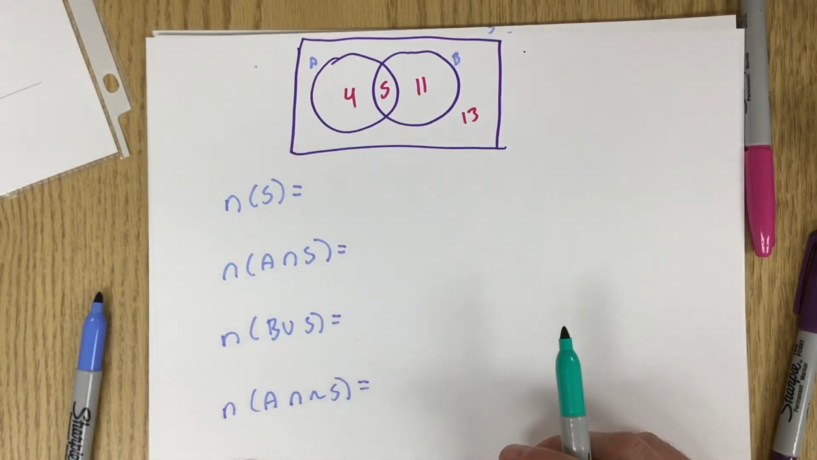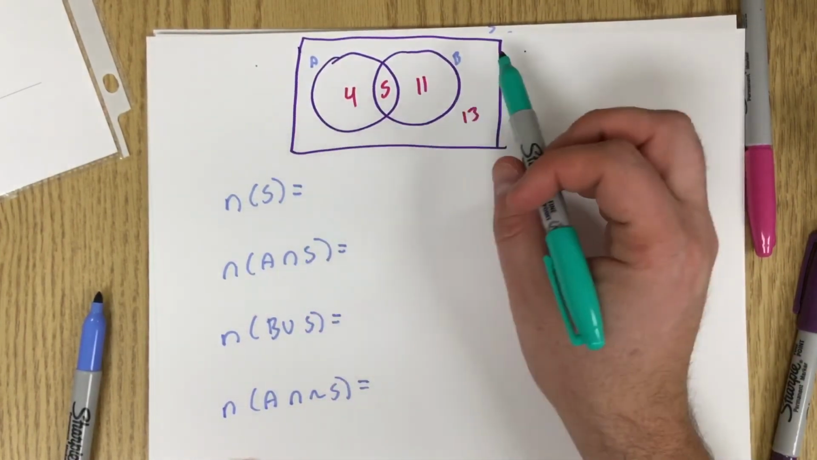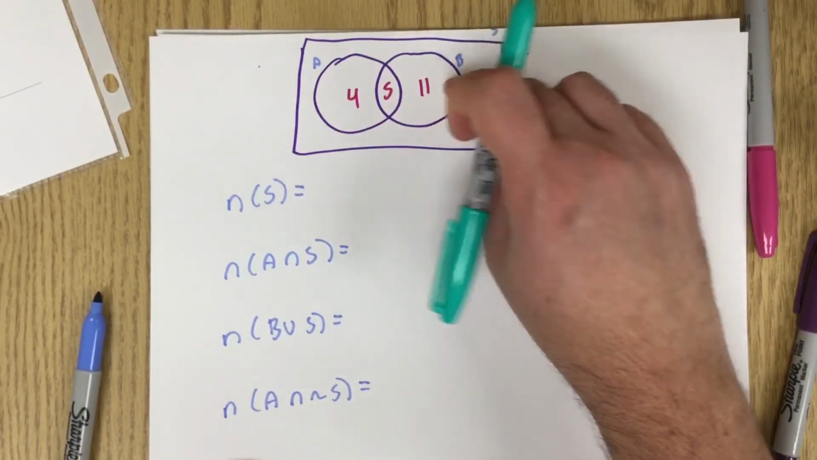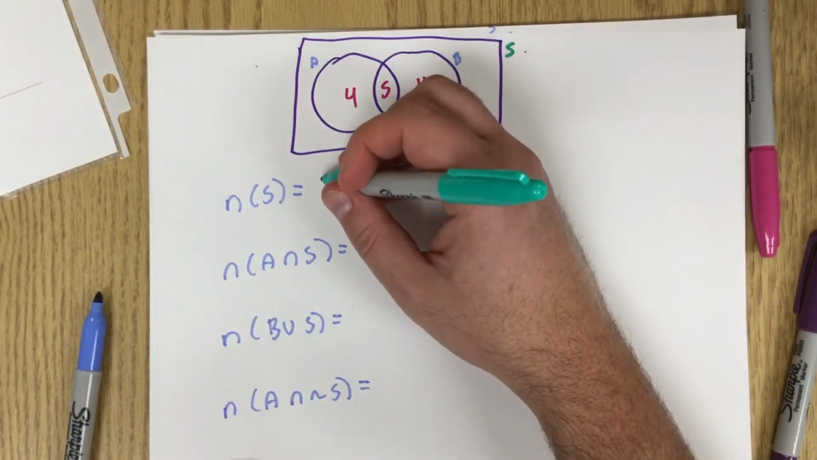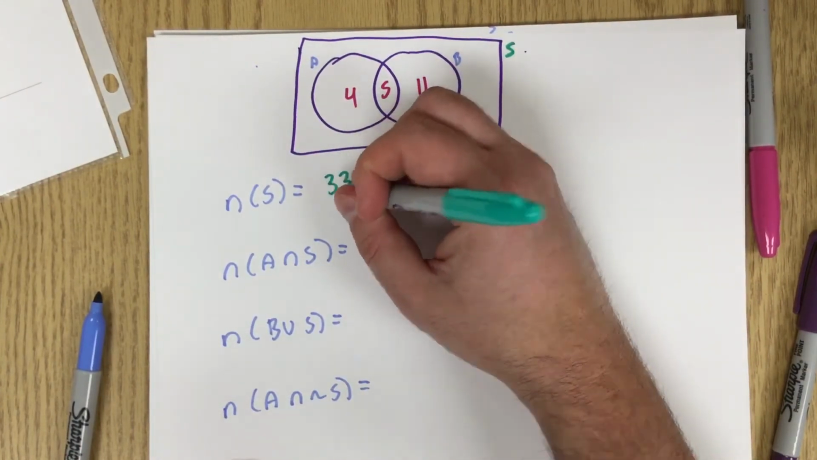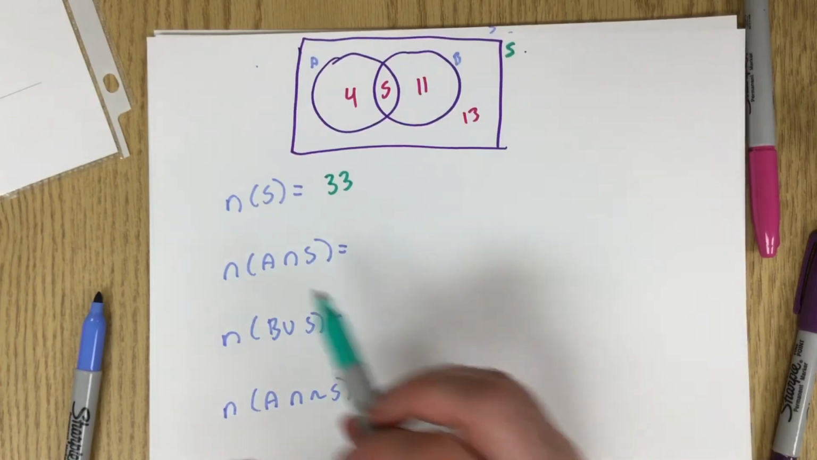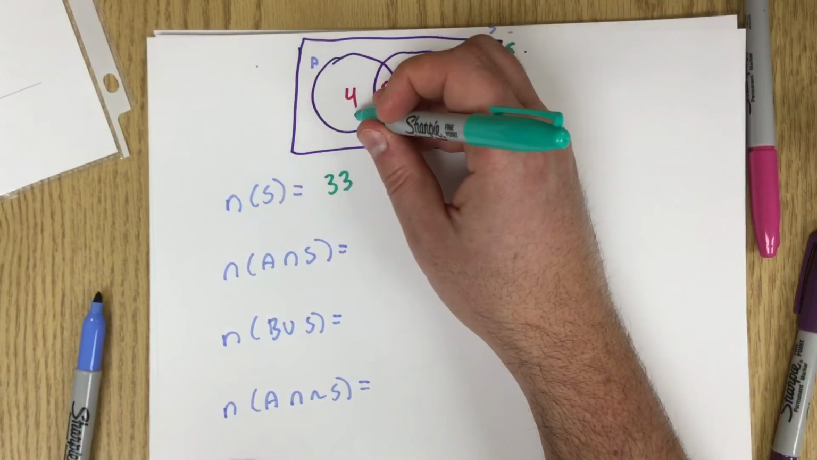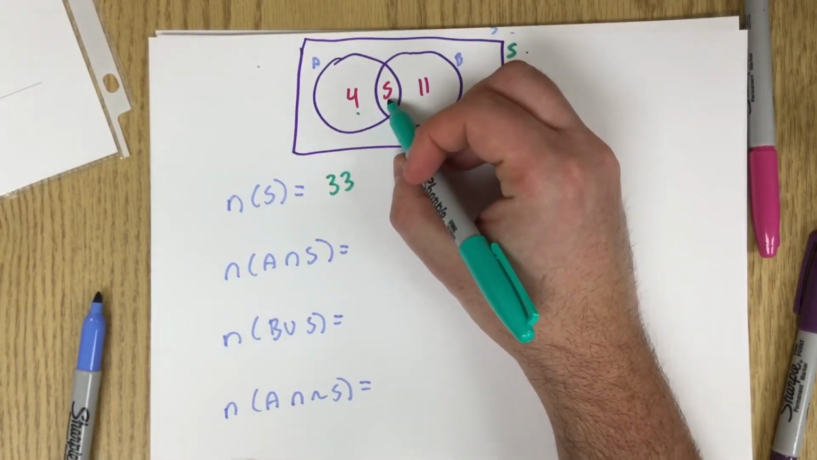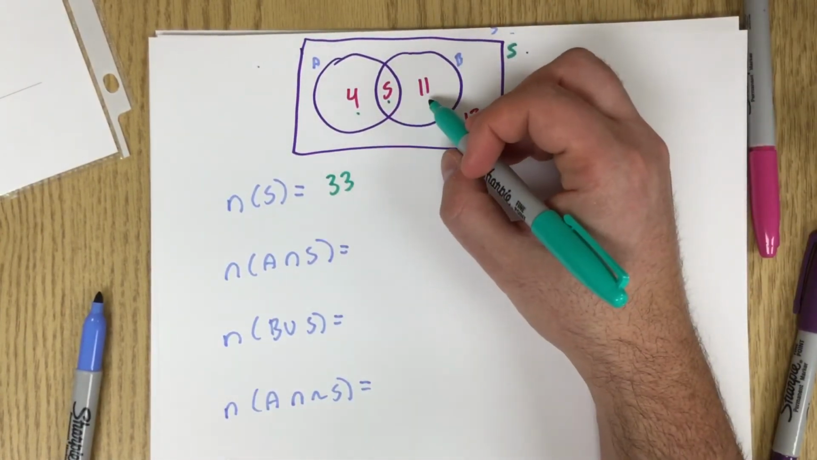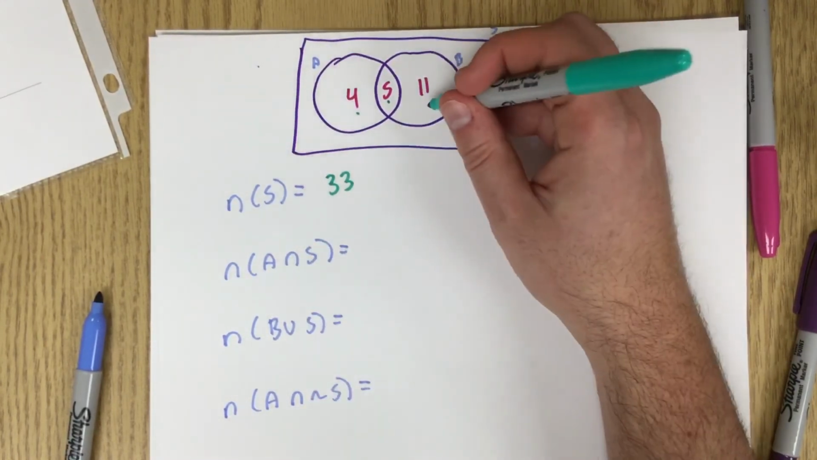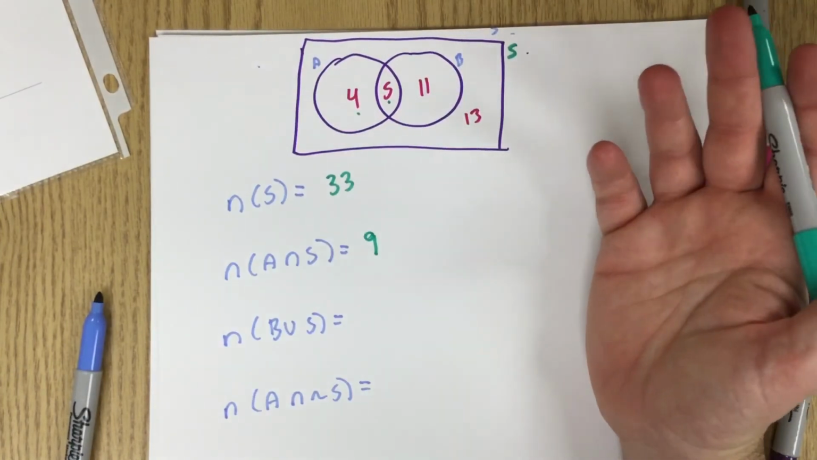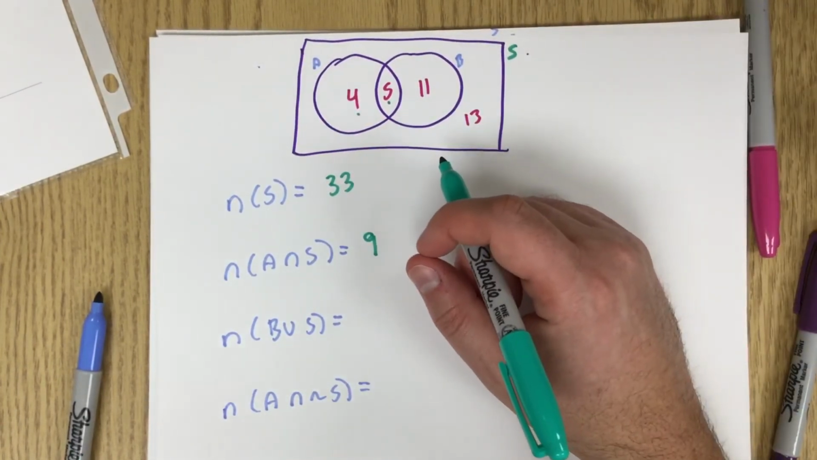And we're back. So the number in S is the set of everything, so it's going to be all of these. 4 plus 5 is 9, plus 11 is 20, plus 13 is a total of 33. So there are 33 things in S. Things that have to be in A and have to be in S: this is an A and it's also an S, so that works. This is an A and it's also an S, so that works. This is an S, but it's not an A, and for and, it's got to be in both of them, so that's not going to work. So A and S is basically the same as just A.